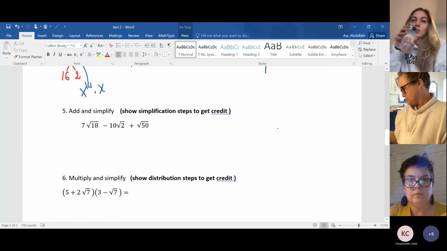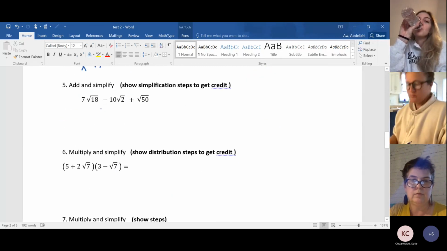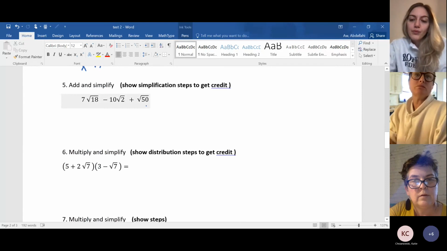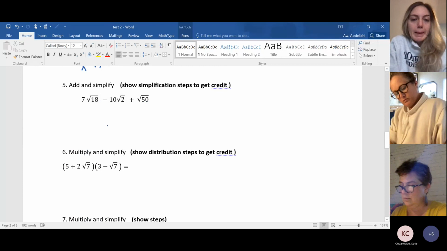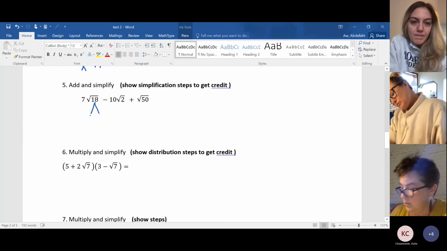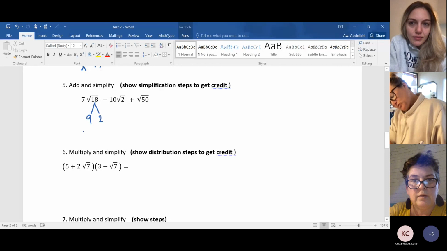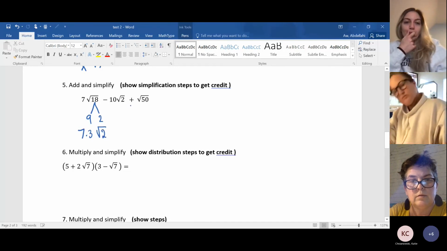So the next one is kind of the same thing. You see here, I don't have like radicals yet, so maybe I need to see how I can simplify the numbers inside to get like radicals. 18 breaks down into what numbers? 9 and 2. Once the 9 goes out, it becomes what? 3. That'll be 7 times 3, square root of 2.